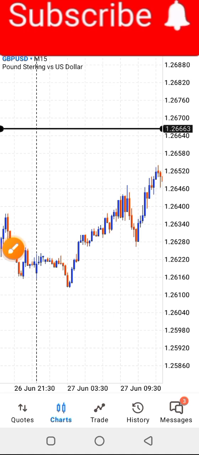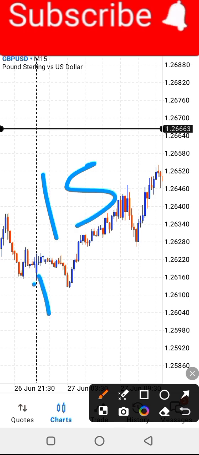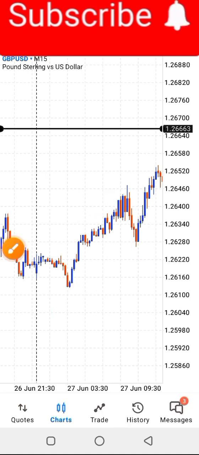So what's the time frame you're going to be using for this strategy? You're going to be using the 15 minutes time frame. So go to any pair of your choice. It's not necessarily a GBP USD strategy. It works on almost all the pairs.